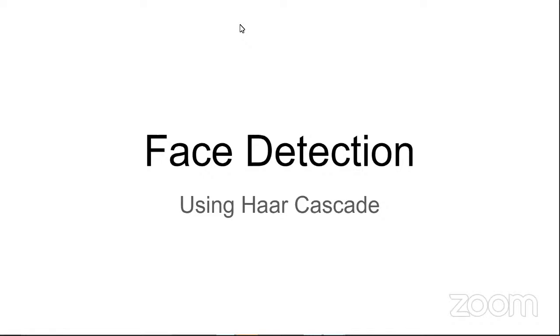So in the previous session, we saw the basics of image processing and how image processing is done using Python. In this session, we will see how face detection works using our cascade method.